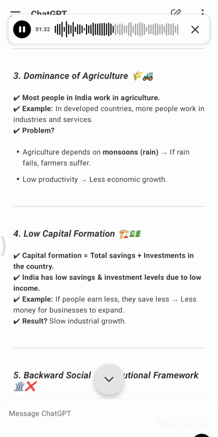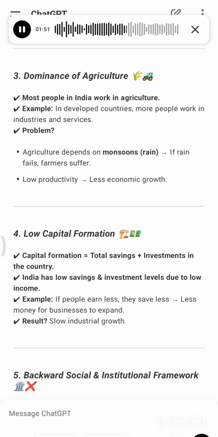4. Low capital formation. Capital formation is the total savings plus investments in the country. India has low savings and investment levels due to low income. Example, if people earn less, they save less money for businesses to expand. Result? Slow industrial growth.